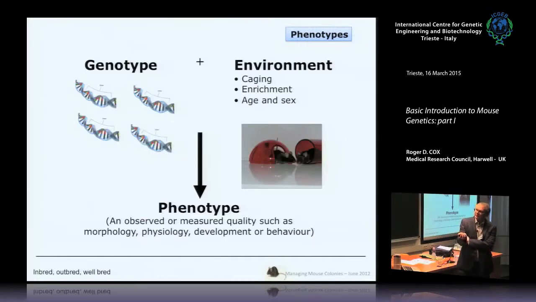So it's important to be aware that you may have genetically homogeneous mice, but unless you're feeding them the same diet, or if you're trying to compare your study with somebody else's, unless you're feeding them the same diet and have them in the same environment, you may not get exactly the same phenotype. So phenotype is dependent on the interaction of genotype and environment.